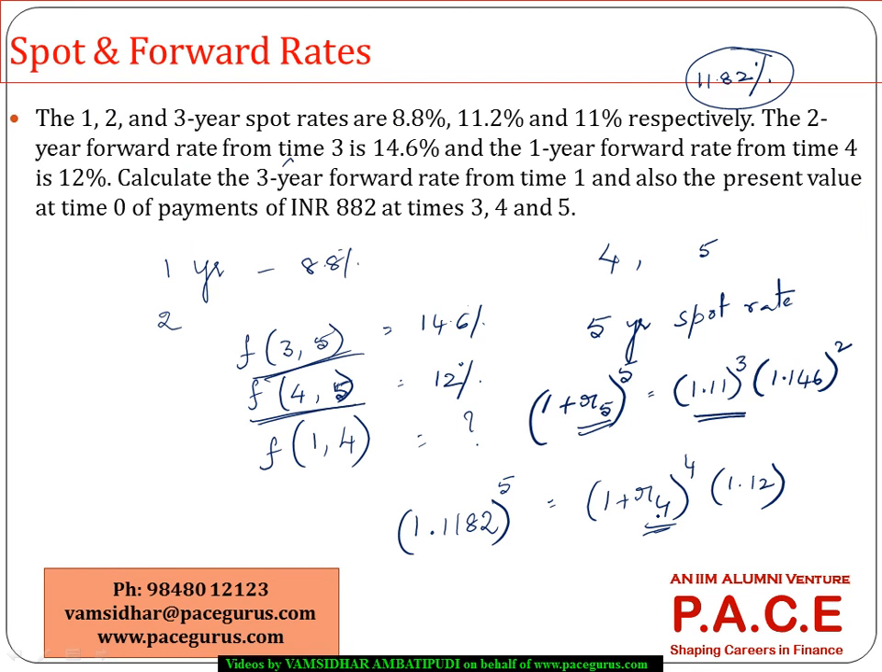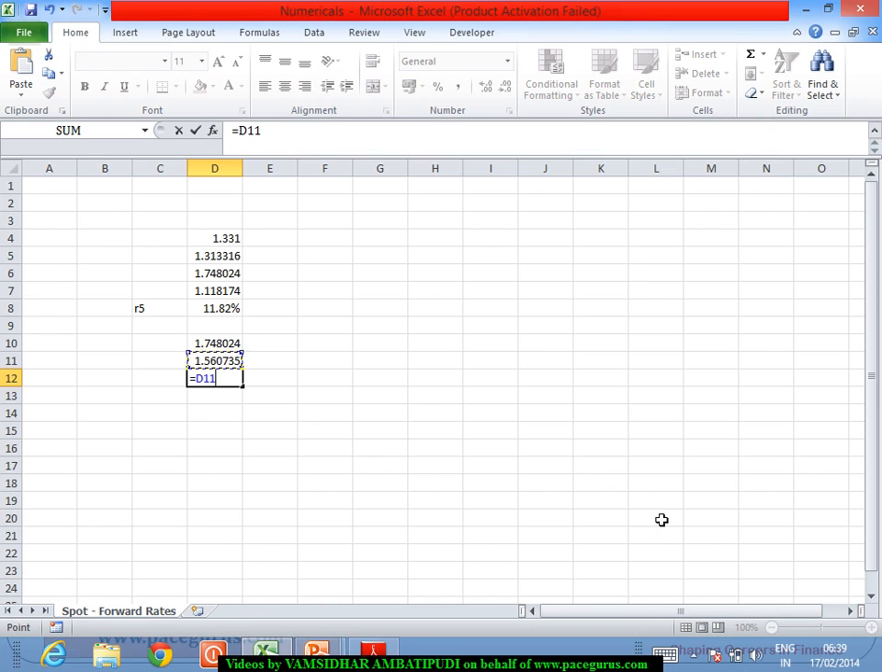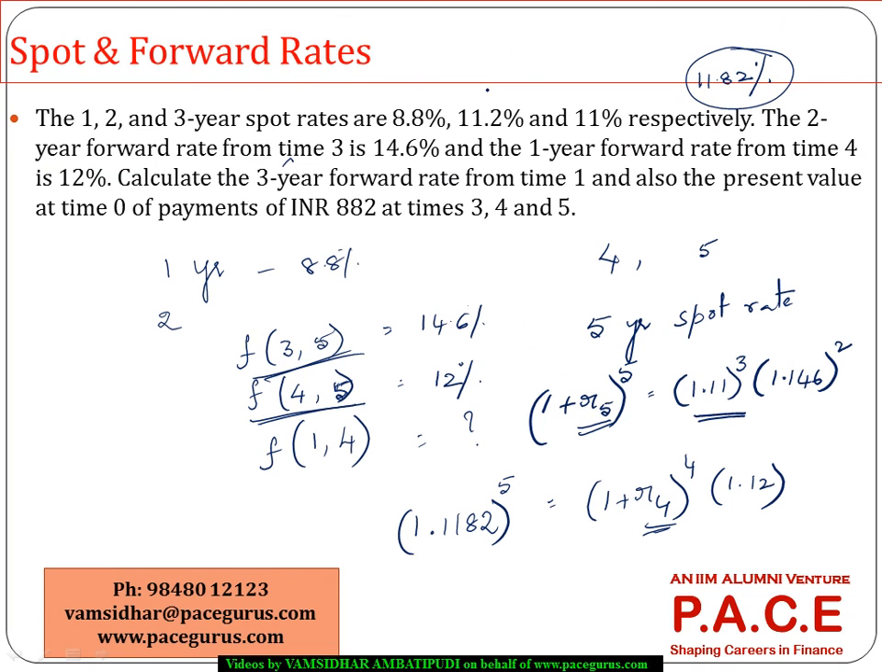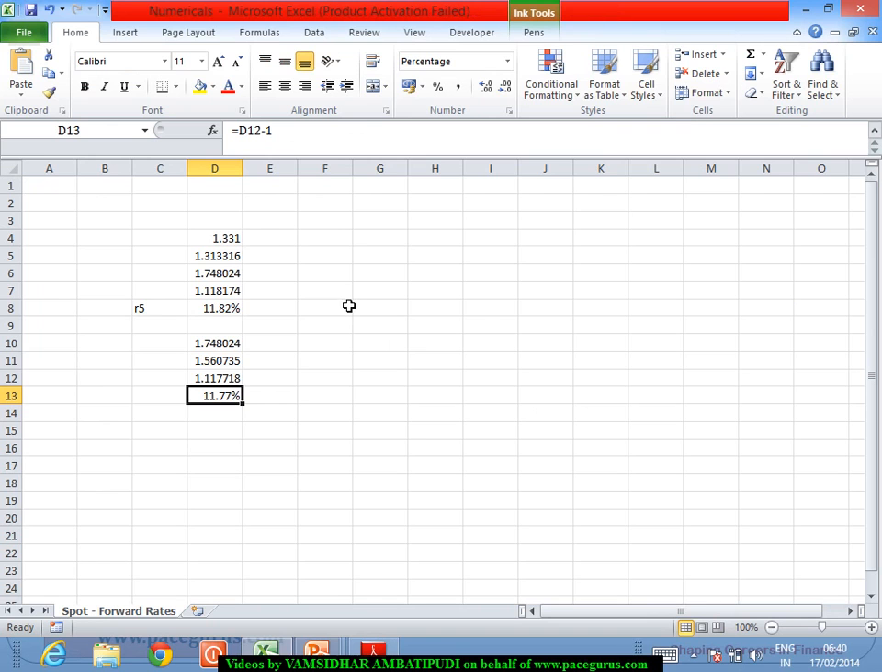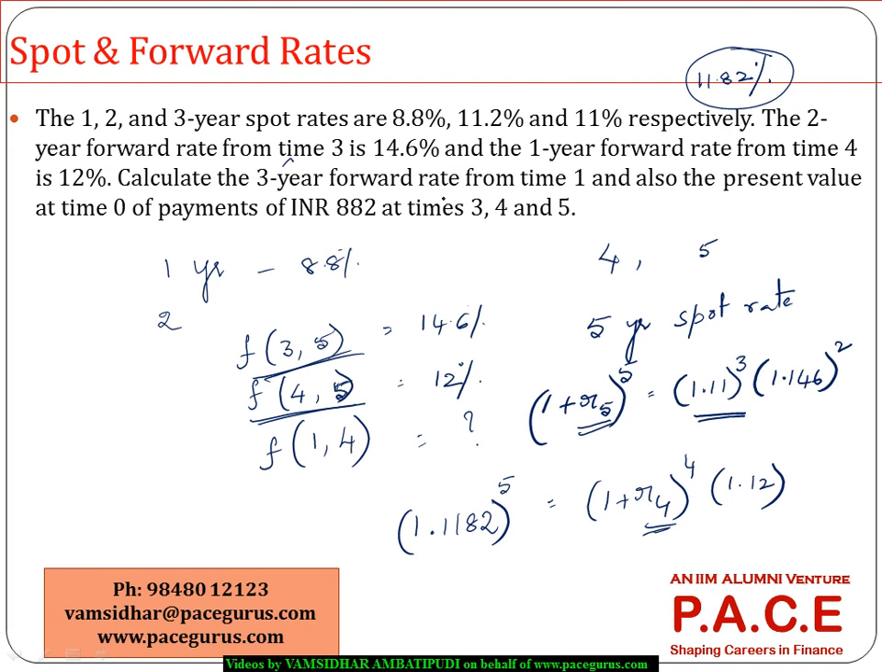This will give me 1 plus R4 to the power 4. So raise this to the power 1 by 4 to get 1 plus R4, and then subtract 1 from it to get R4. So my R4, the 4-year spot rate, is going to be 11.7%. The 5-year spot rate is 11.82%, and the 4-year spot rate is 11.77%.